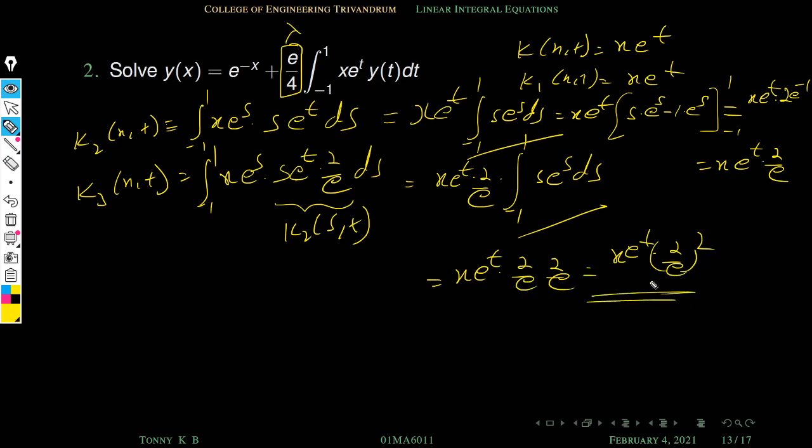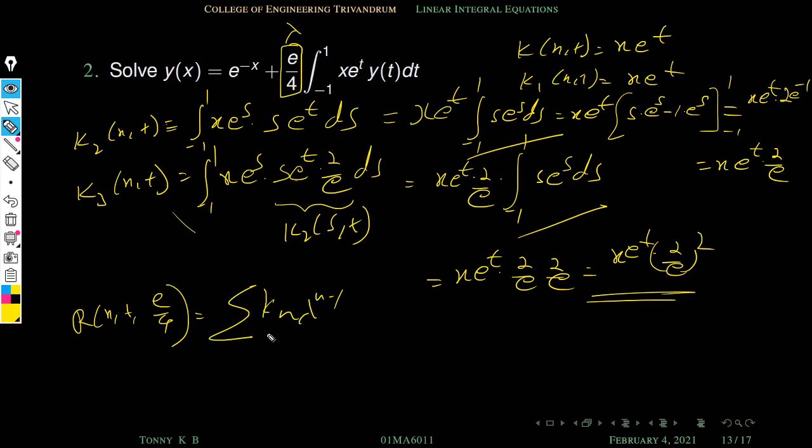Now we know the pattern of this K_n. Now it is clear what K1, K2, K3 and K4 are. K4 is nothing but x e raised to t into 2 by e raised to 3. Okay, so you can find R(x,t;lambda). Here lambda is e by 4. So you can find R(x,t;e/4) using our formula, sigma K_n lambda raised to n minus 1.